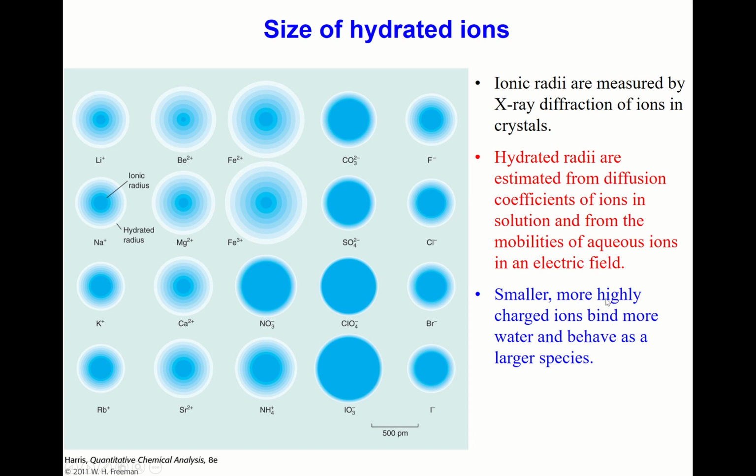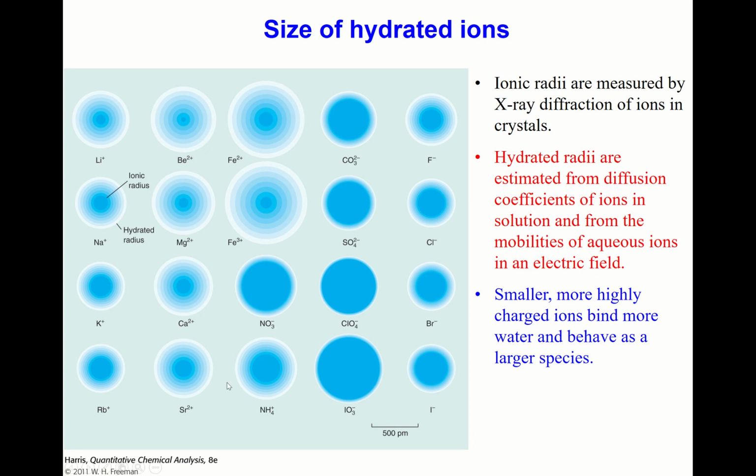Smaller, more highly charged ions bind more water and behave as a larger species. As I said, although this lithium ion size is small, the hydrated ion size is bigger than the sodium ion or potassium ion, or even rubidium, maybe a rubidium ion is similar. Why? Because the ion size is small, and then the water molecules are bound more tightly.